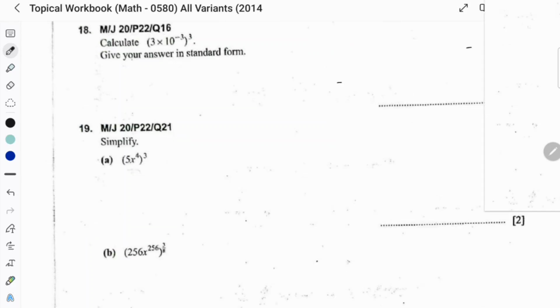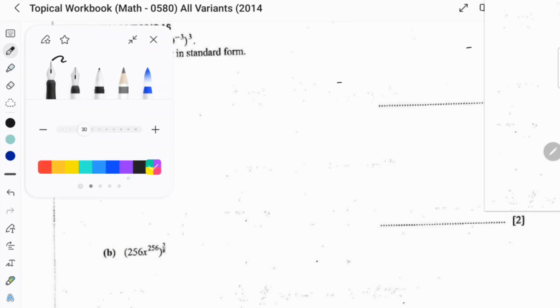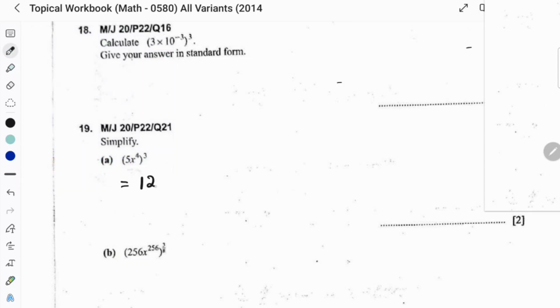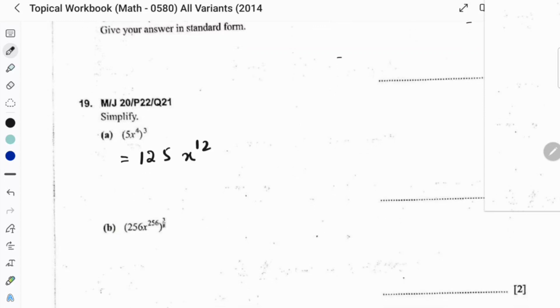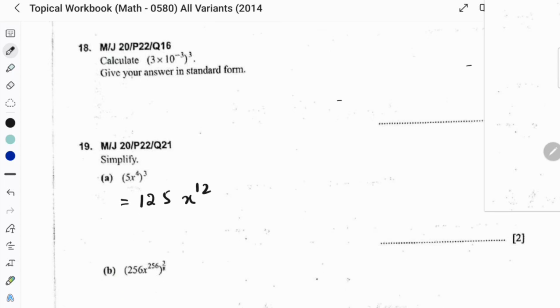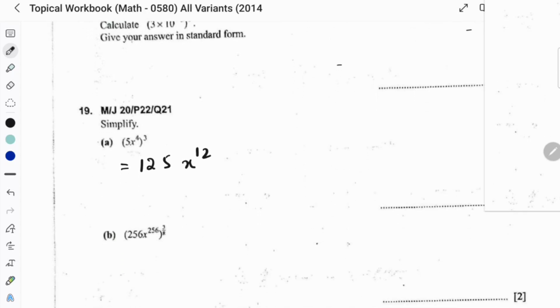Okay, now the next question, question number 19. In question number 19 we have to simplify as 5 cube is 125 and x to the power 4 times 3 is 12. The next question, 256 x 256, 3 upon 8 is the answer. So 8 is the power.